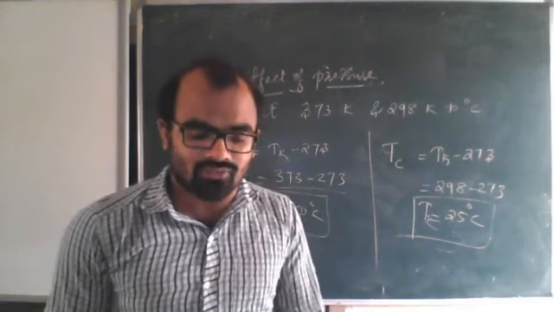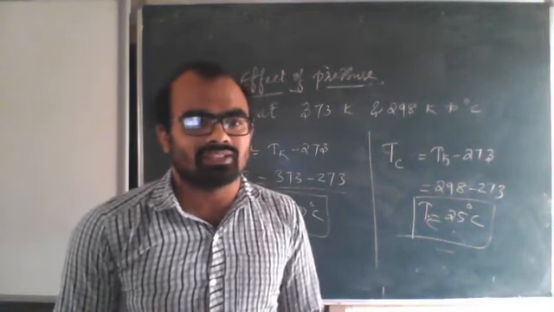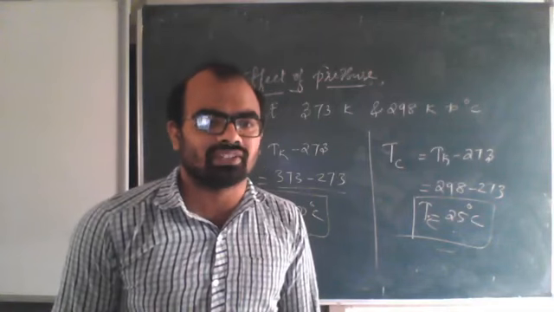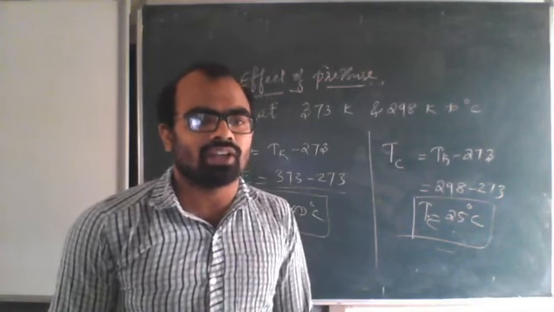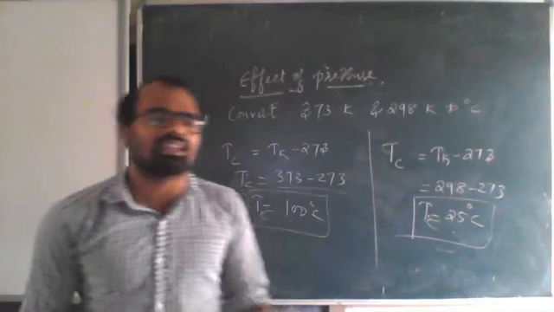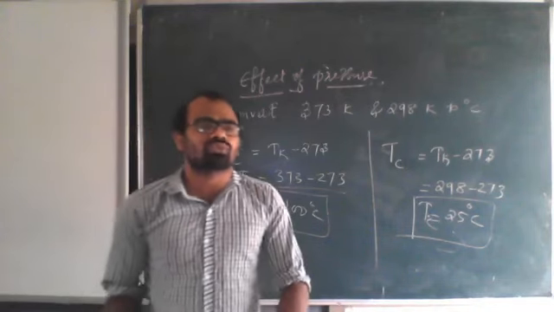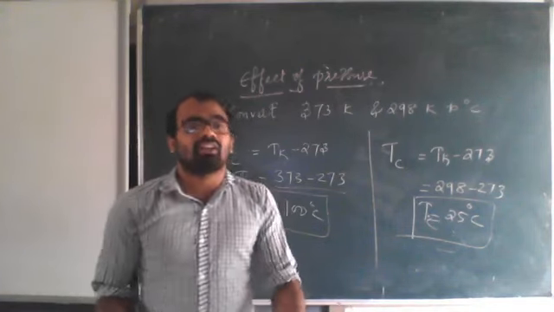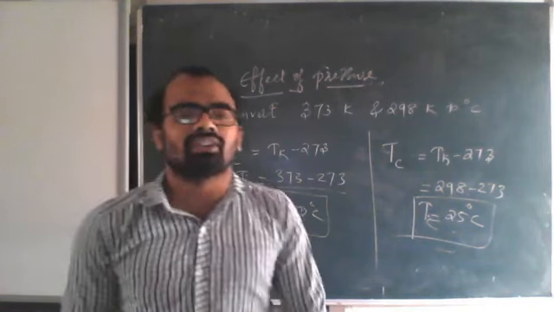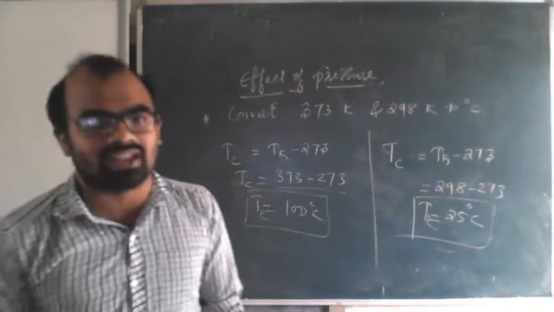Okay, second one, 573 K. Again the same. Take the formula Tc equals Tk minus 273. Tk is 573. So 573 minus 273, you will get 300 as the answer.